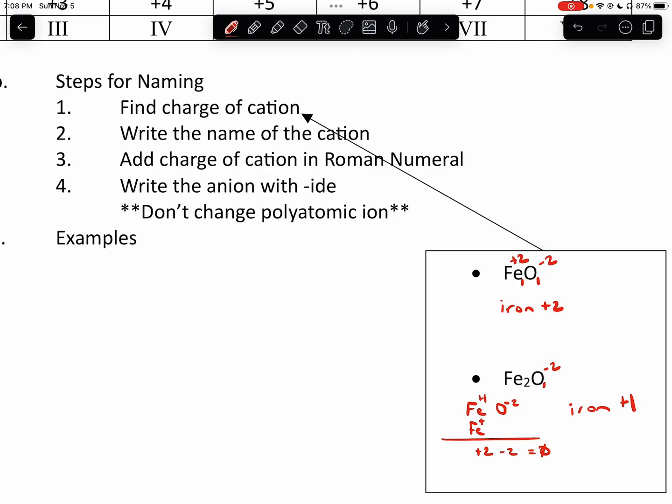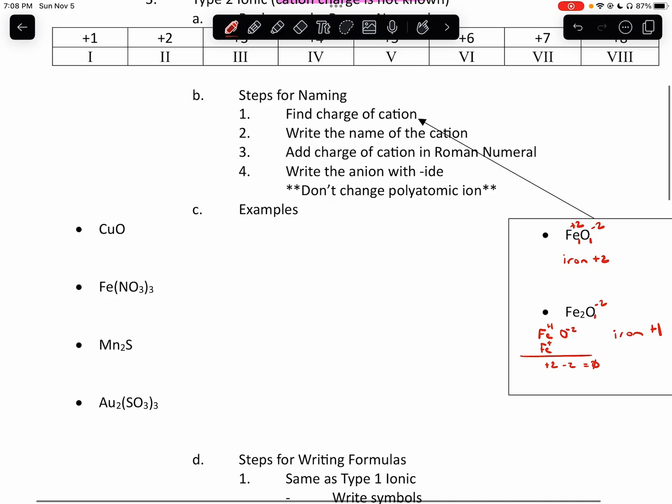So let's move on from that little aside, and let's go to number 2. Write the name of the cation. We're going to add the charge of the cation in a Roman numeral and in parentheses. We'll have parentheses around it. Then we'll write the anion name with the "ide," or if it's a polyatomic ion, we will just not change the name of the polyatomic ion. That's the same as type 1 ionic.